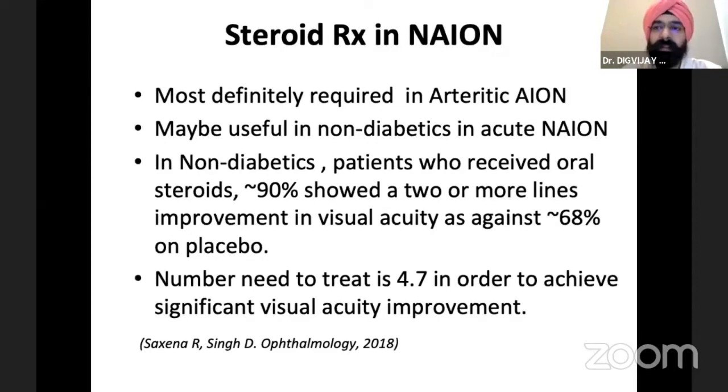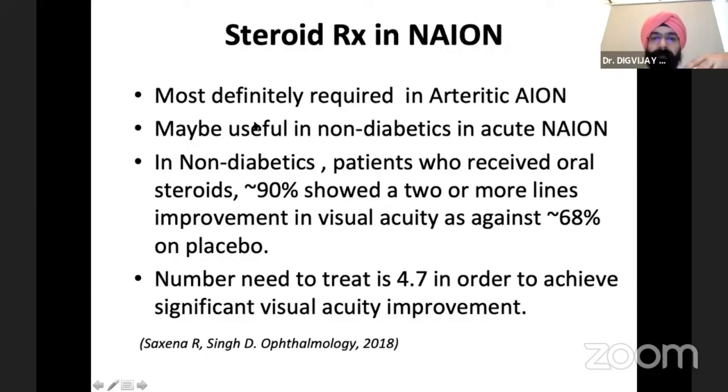So let's look at steroids, and I think that's something that we've been discussing quite frequently in the past. While there is no definitive evidence, there's no randomized control study which is saying that steroids are the ones which go in this way, but we have found that it's definitely required for arteritic AION, but for NAION also in non-diabetics, it may be useful.